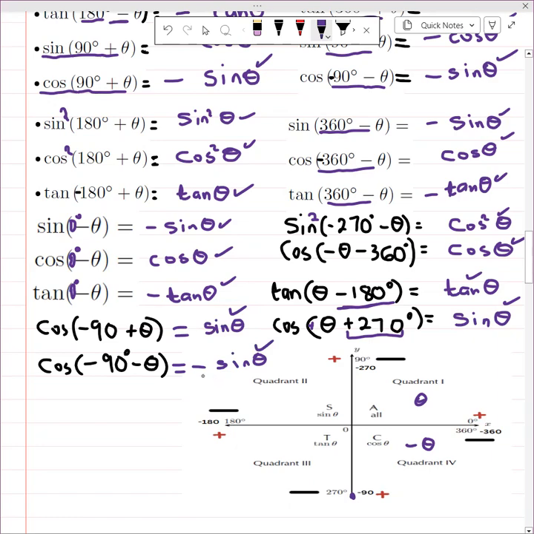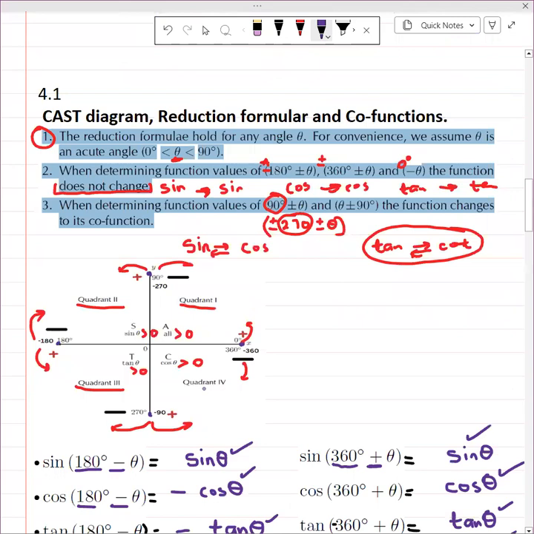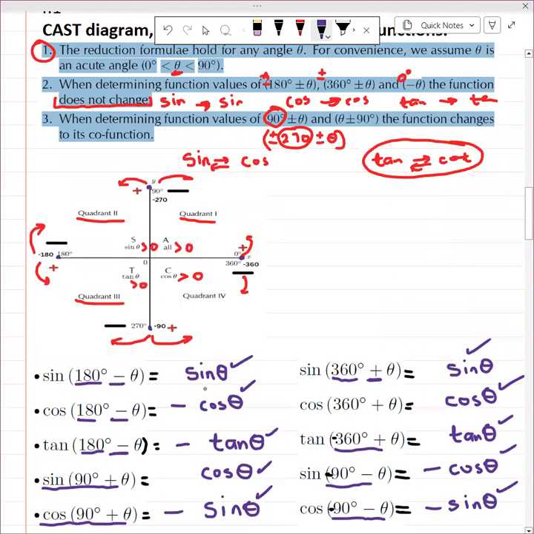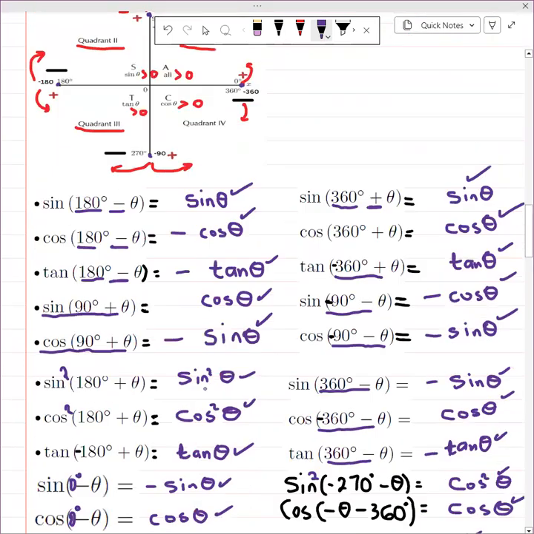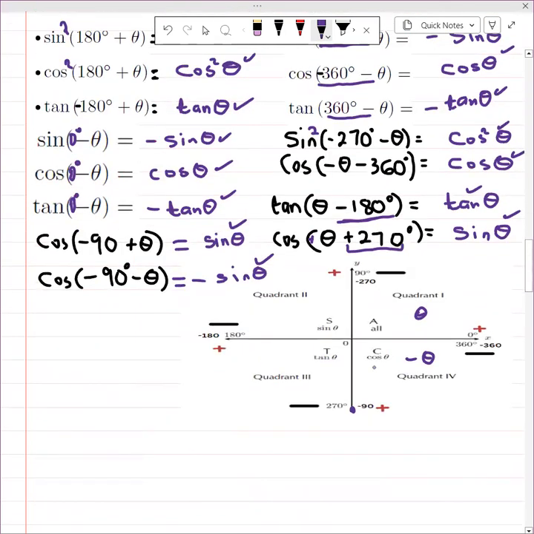Okay. And that's about it for this video of reduction and co-functions. I'm sure this makes it easier for you to understand it now. And remember, ladies and gents, to learn this diagram off by heart. It is the most important diagram in trigonometry. For you to get reduction, simplification, and all those other questions on trigonometry, like general solutions, you need to know this diagram off by heart.